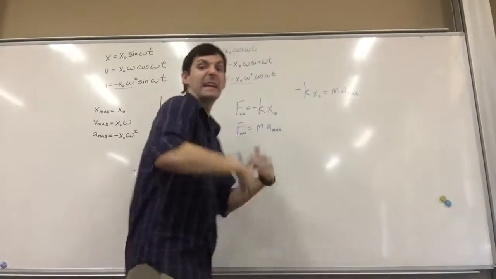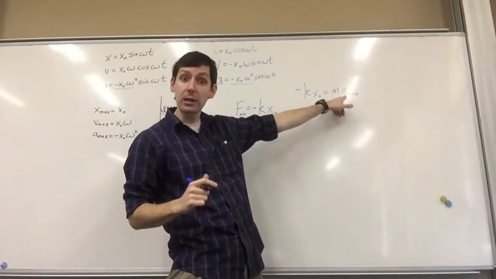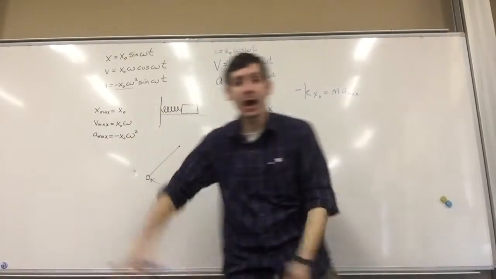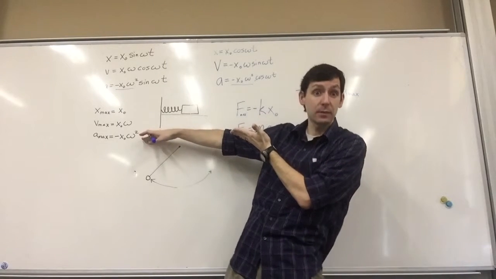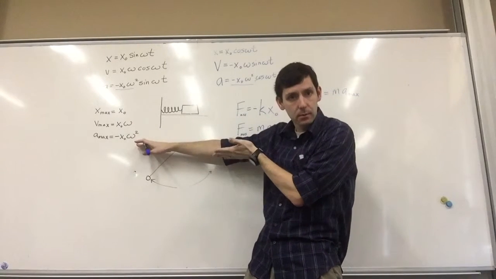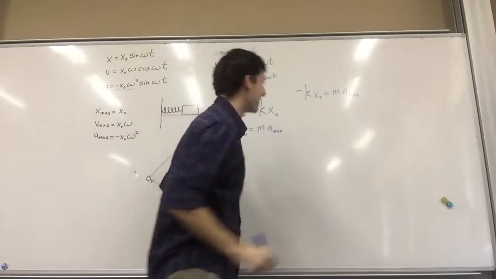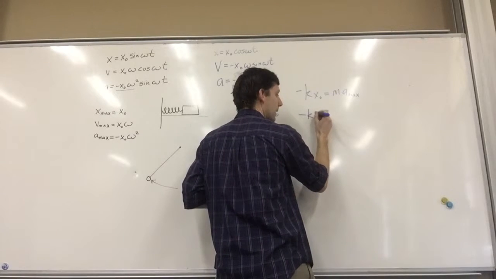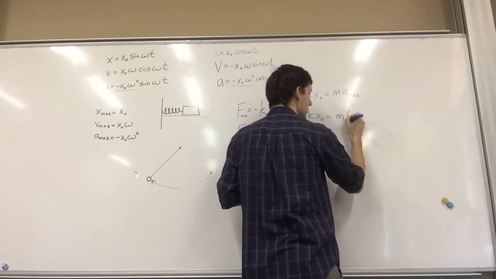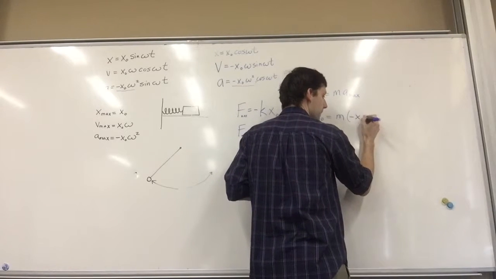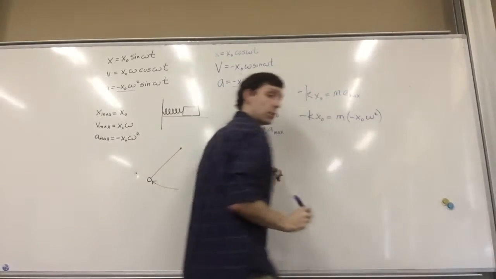Now, what does that mean? Nothing yet. We're not there yet. We're going to get there. So what we're going to do is say, here is the maximum acceleration, which we already found in terms of the displacement. The maximum acceleration was the negative maximum displacement times omega squared. So we're going to put that in for the acceleration. All right? So we got negative k x naught equals the mass times the maximum acceleration, which we just stated was negative maximum displacement times omega squared.